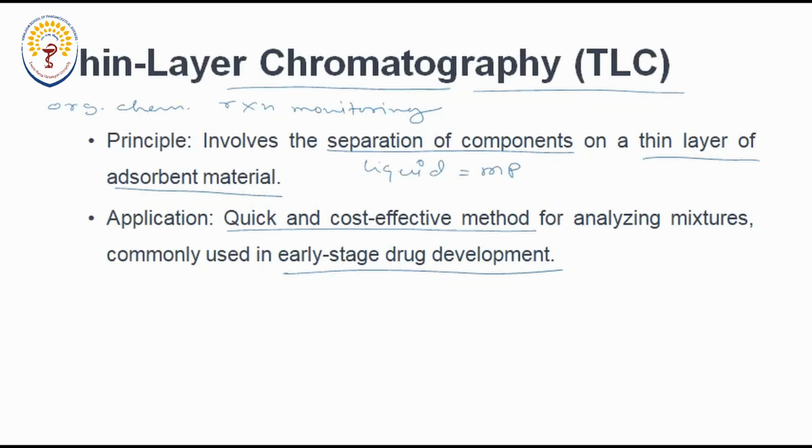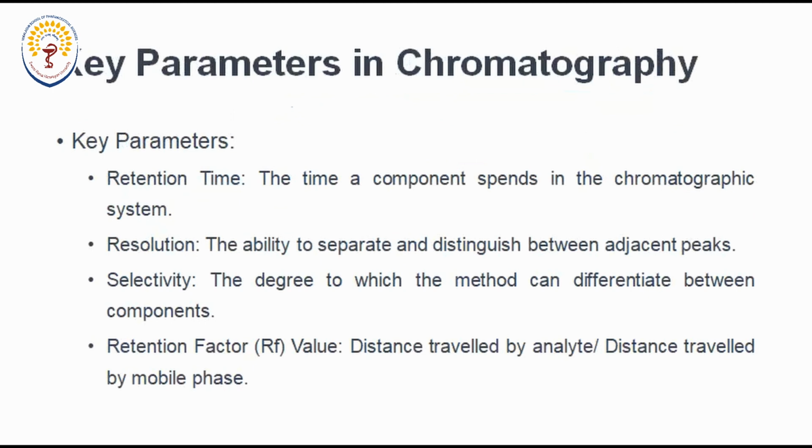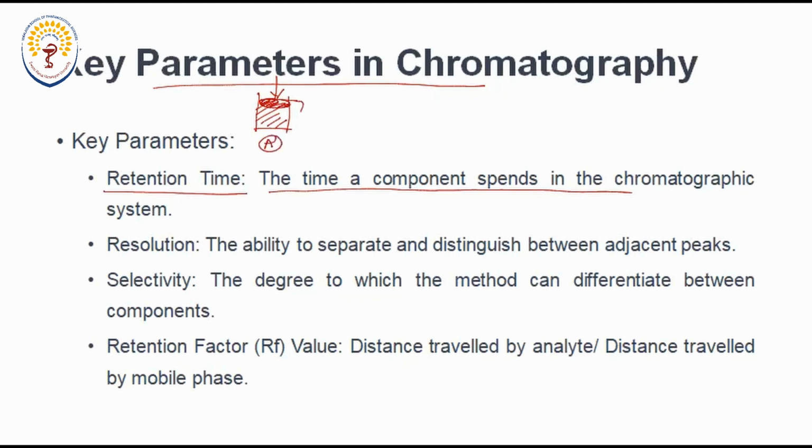Now, what are the key parameters in chromatography? There is some important terminology that we use in chromatography. The first one is the retention time. Retention time is the time the component spends in the chromatographic system. Let us understand what it is. Let us assume that there is a column in which the stationary phase is kept. Now we have introduced the sample at the top of this column, and after some time when we run the mobile phase, our first component A separates out. So the time it takes to move from this point to this point is known as the retention time.